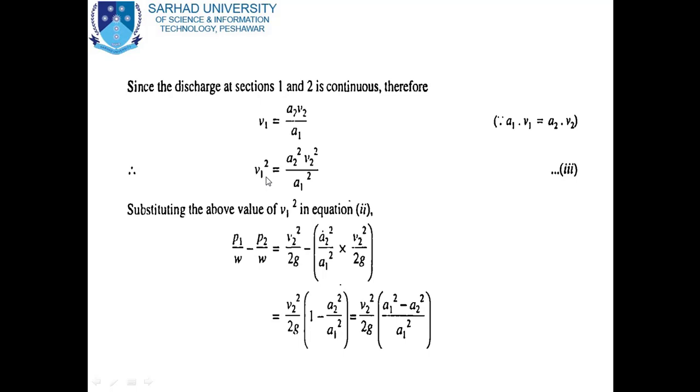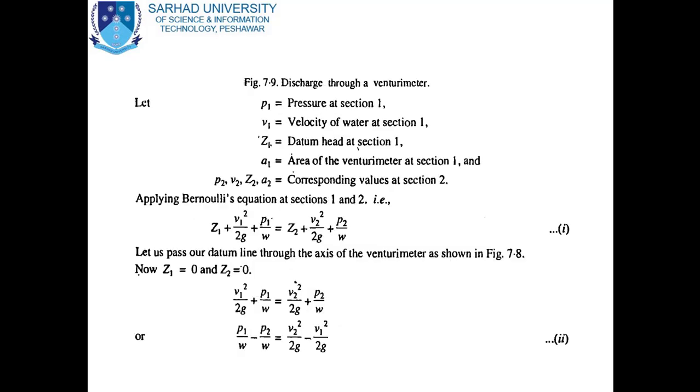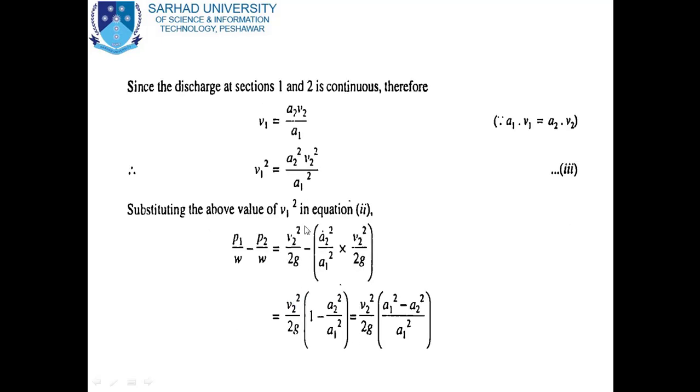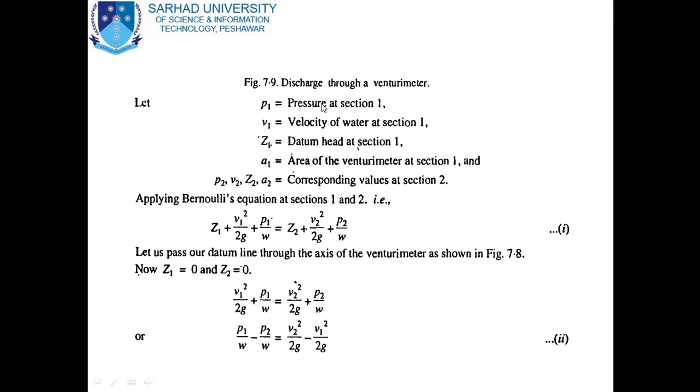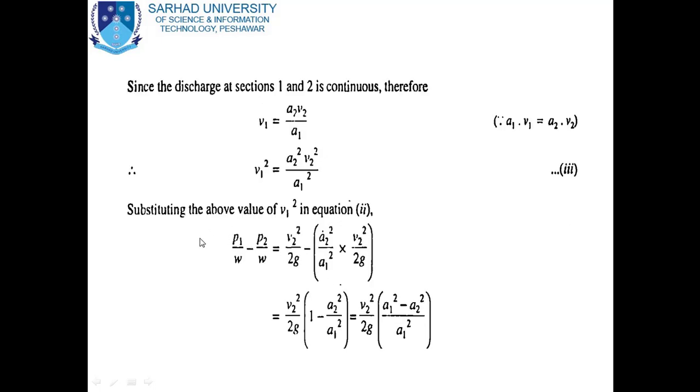Now put the value of V1 square in equation number 2. So you will get P1 over omega minus P2 over omega equal to V2 square divided by 2g minus A2 square divided by A1 square into V2 square divided by 2g. That is equal to V2 square divided by 2g into 1 minus A2 square divided by A1 square, and that is equal to V2 square divided by 2g into A1 square minus A2 square divided by A1 square.